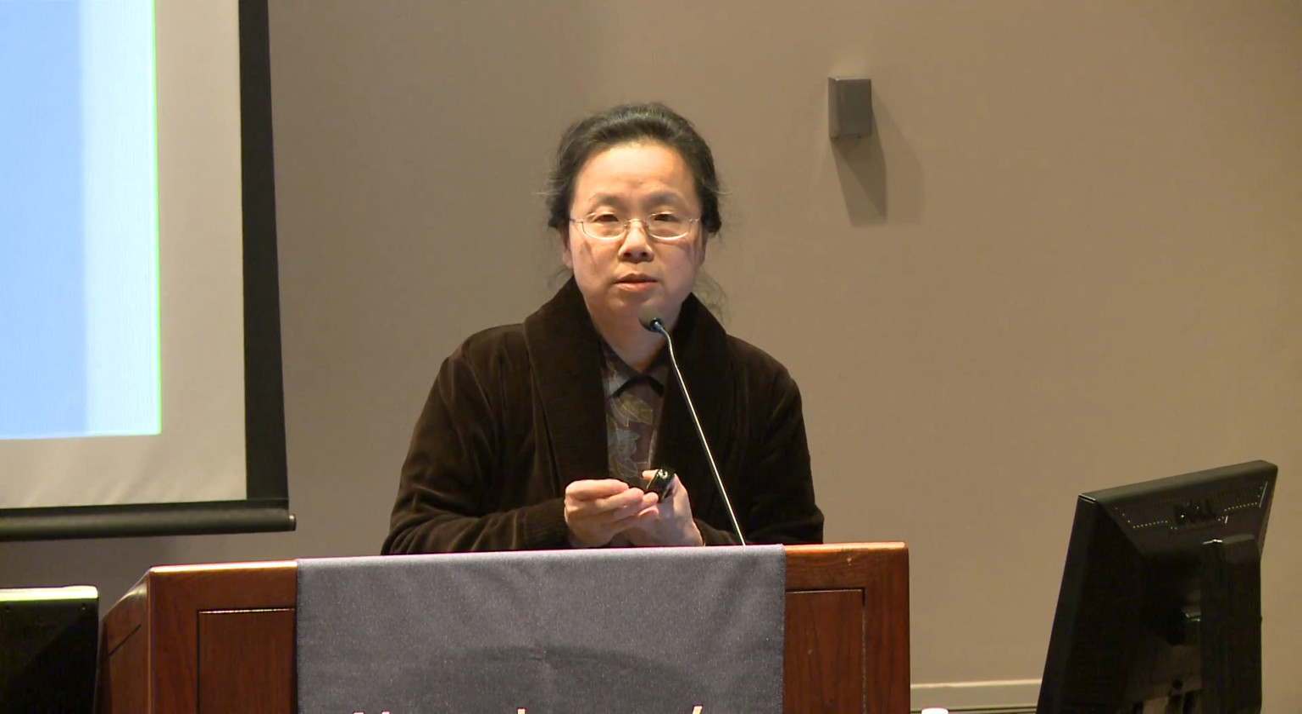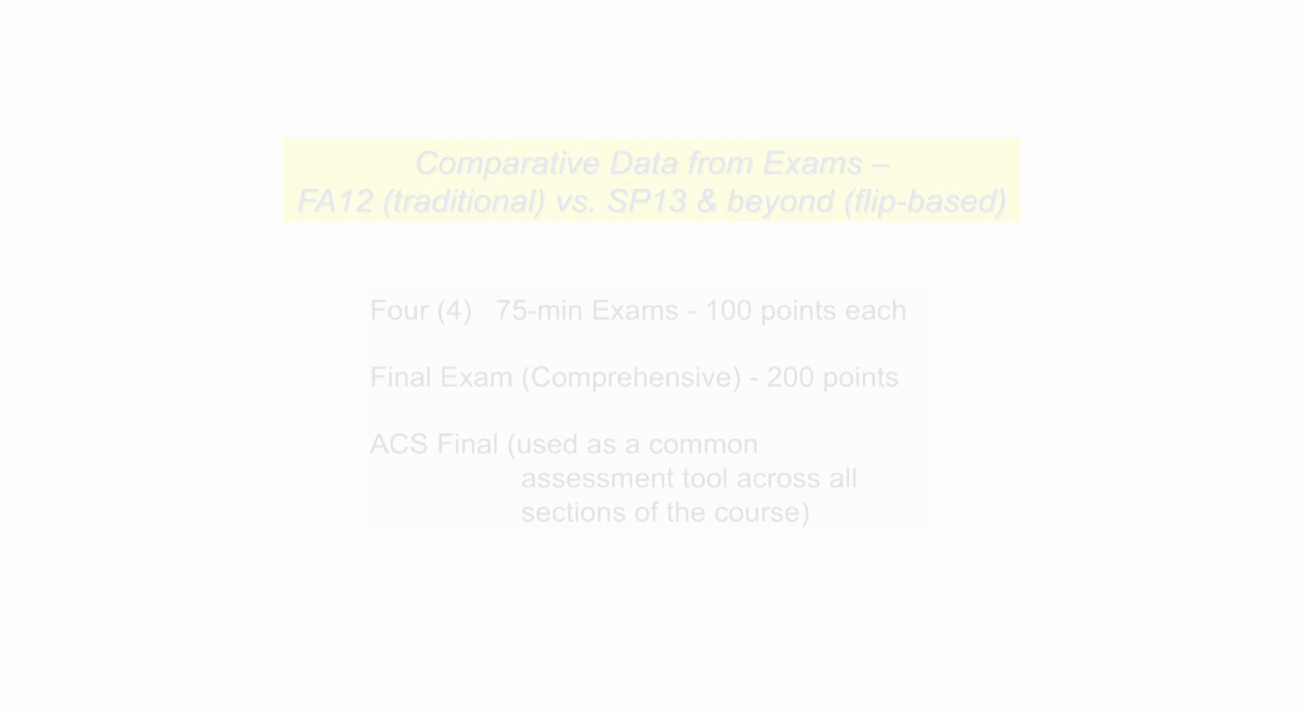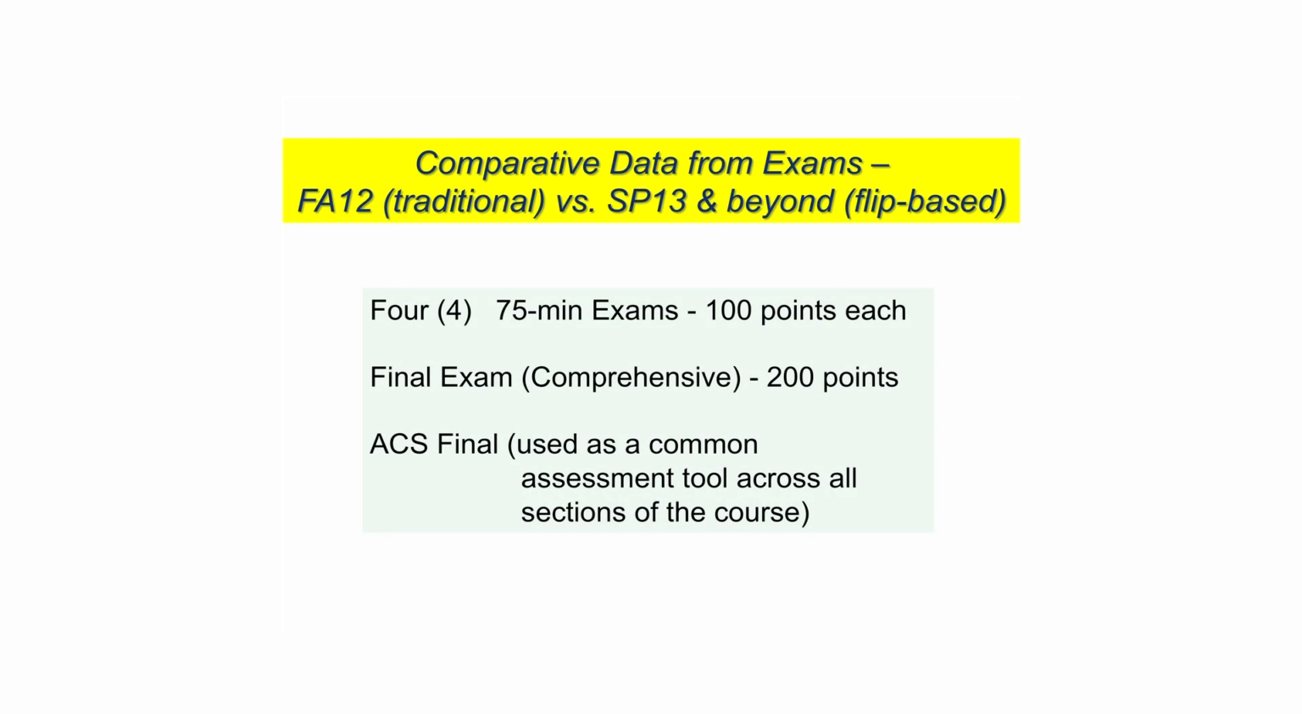So now I'm going to show you some data from the way we've made our exams, comparing the results from the fall and compared to what happens in the spring. We give 4 exams in our class, 4 kind of midterm kind of things, 100 points each. The final exam is worth 200 points, okay? And then we have an assessment exam, which everybody who takes the course has to do.